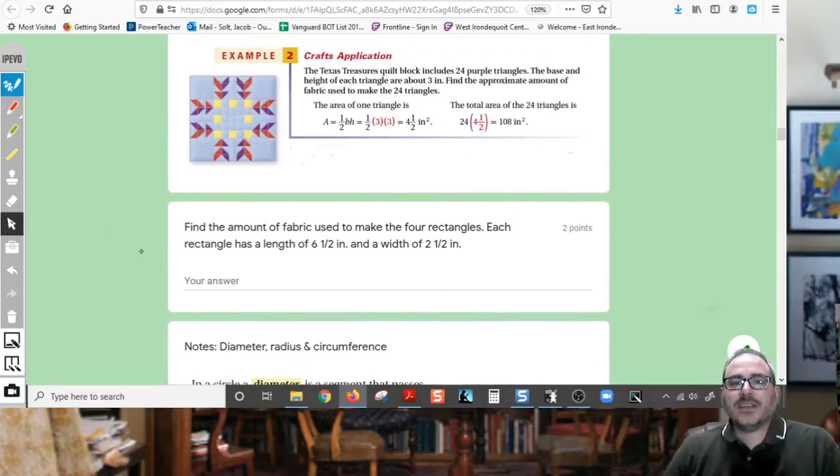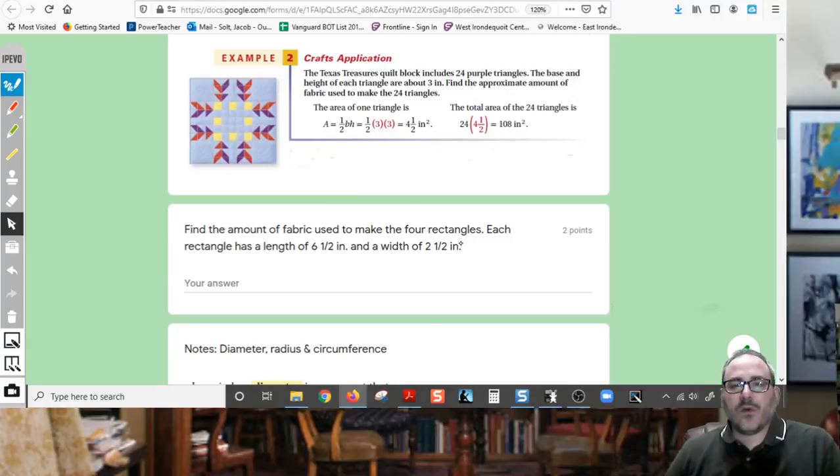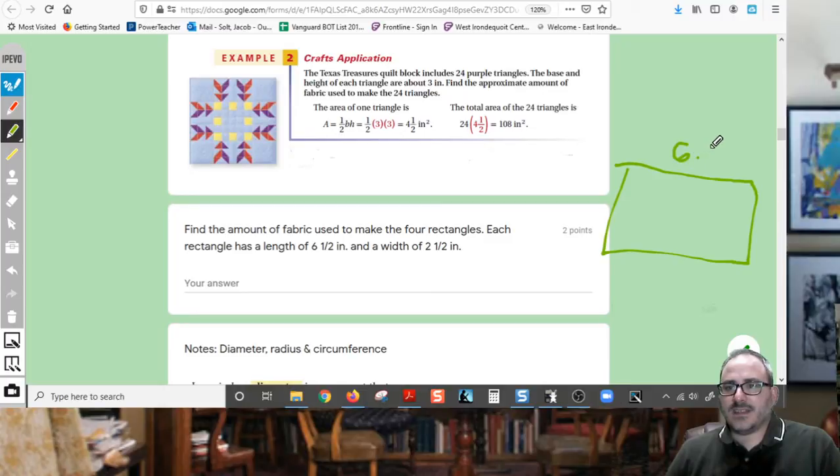So I'm going to ask you to find the amount of fabric used to make 4 rectangles. Each rectangle has a length of 6.5 inches and a width of 2.5 inches. I would like you to pause the video as soon as I get done making this diagram. I'm going to call it 6.5. I like decimals when it comes to these kinds of fractions.